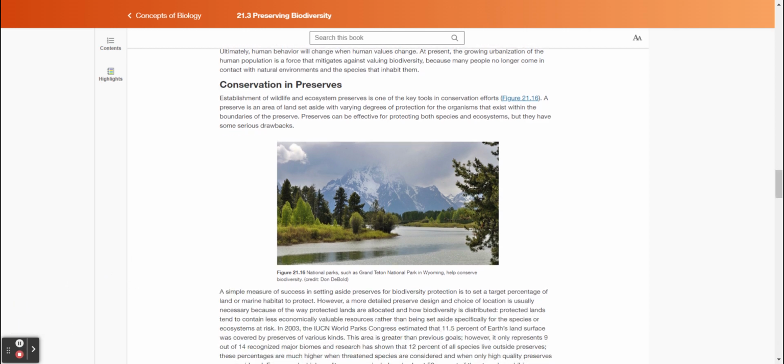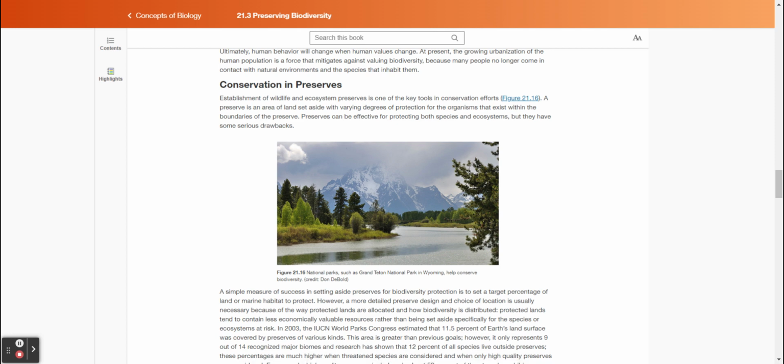Conservation in preserves. Establishment of wildlife and ecosystem preserves is one of the key tools in conservation efforts. A preserve is an area of land set aside with varying degrees of protection for the organisms that exist within the boundaries of the preserve. Preserves can be effective for protecting both species and ecosystems, but they have some serious drawbacks.